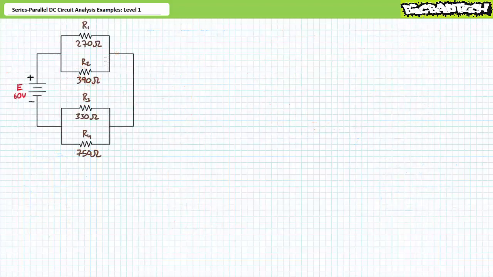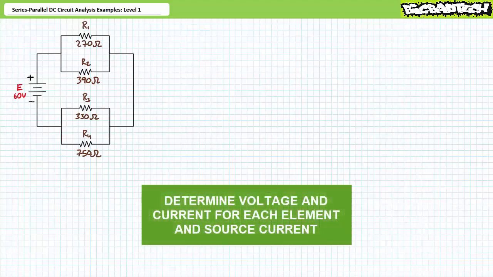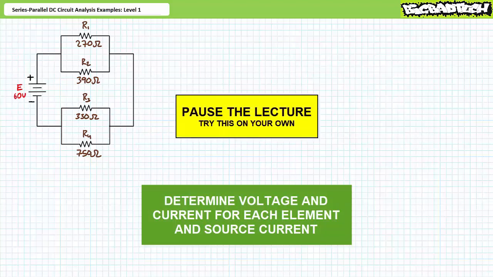Our next illustrated example features a series parallel combination of 4 elements. We're being asked to solve for the voltage drop across each element, the current through each element, and the source current. By all means, pause the lecture and try this on your own. If you're tracking, you should have obtained the following results.